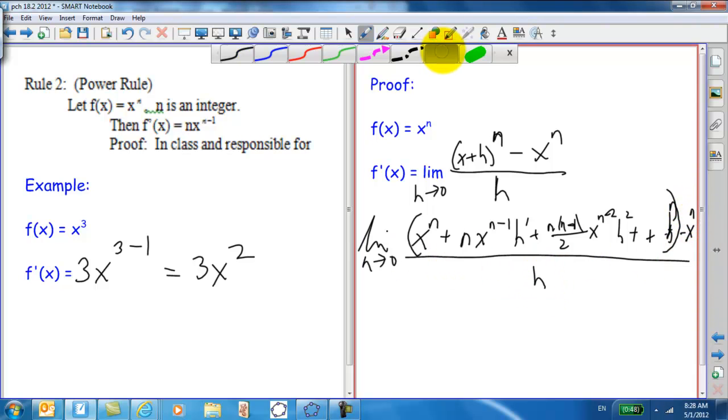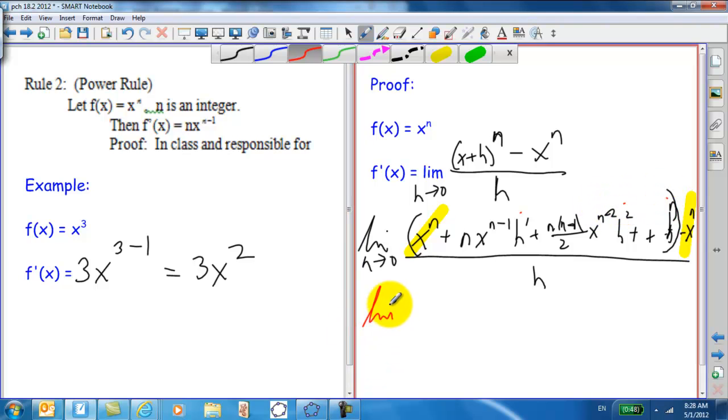Now the key thing here is that the x to the n's cancel out. That's why it doesn't show up in the derivative rule. And everything else now has at least one h in it. Look at the h's here. There's an h there, there's an h squared there, h to the n there.